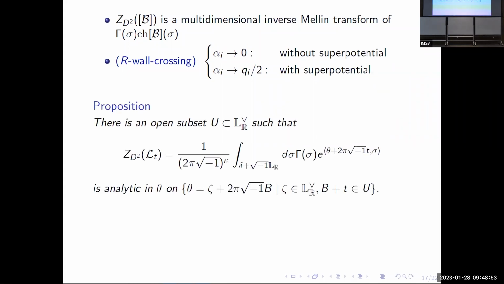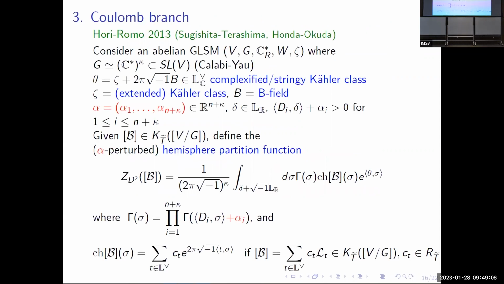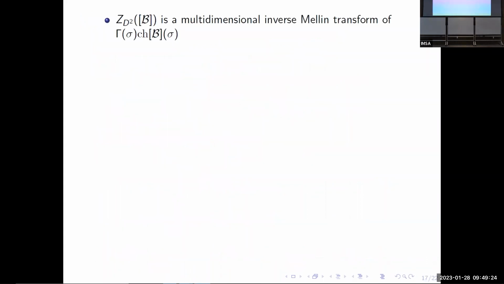So the proposition is the following. Now we can take L_T. If we consider a T tilde equivariant bundle on this quotient, it's given by a character of T tilde times G. So this L_T is T tilde acting trivially and G acting by some G character T.